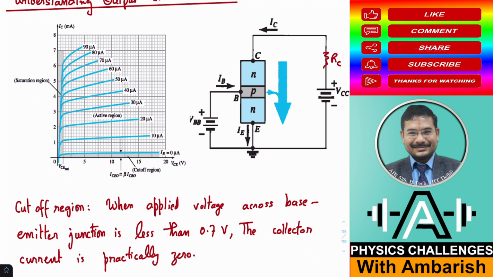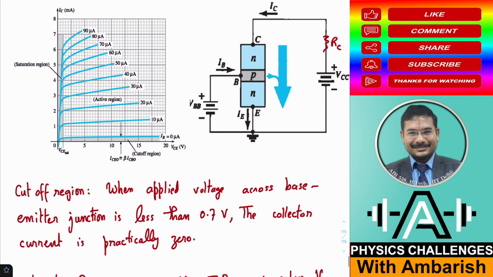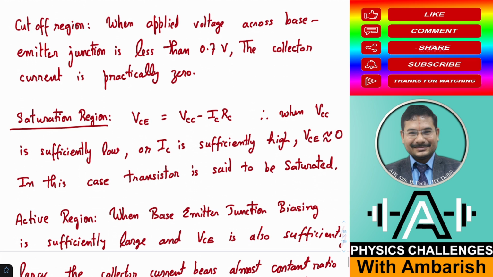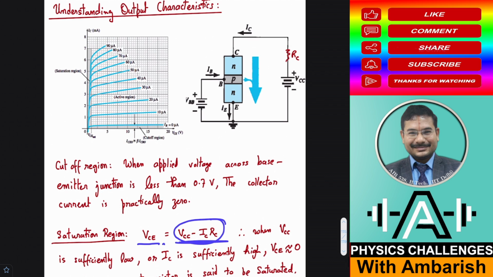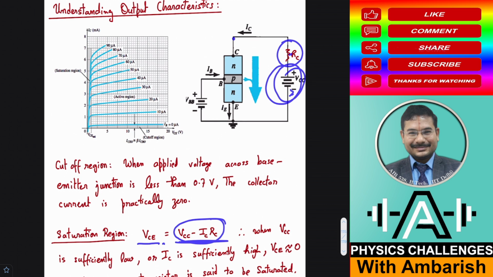Now what is the other region? This region is the saturation region. So what is the meaning of saturation region? Let's talk about it. VCE will be VCC minus ICRC. Let me show this to you in the circuit. You see here this is VCC and this is RC. So what is the drop from here to here? Minus ICRC and plus VCC. That's what I've written: VCE, the voltage between collector and emitter, is VCC minus ICRC.